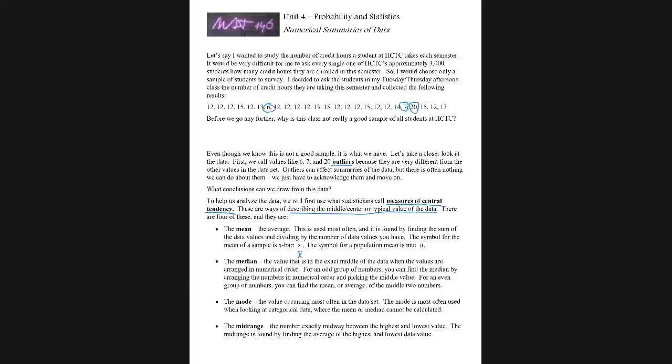So if you have an odd group of numbers, then there is a middle number. If you have an even group, there's not a middle number, but what you do is you find the average of the two middle numbers, and that will give you the median. Okay? And the mode is just basically the value occurring most often in the data set. So these are ways to represent the typical value.